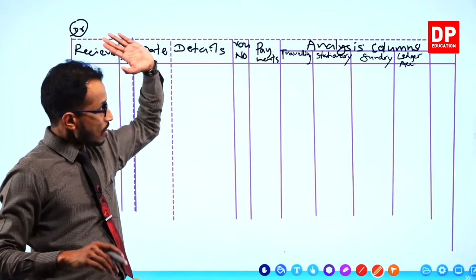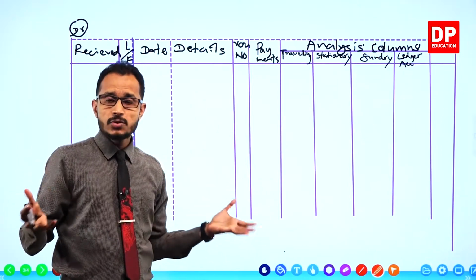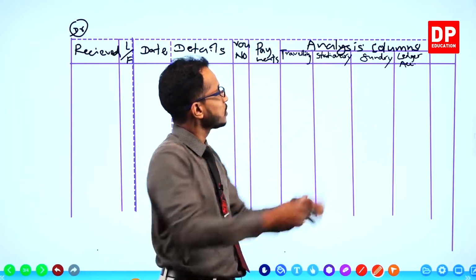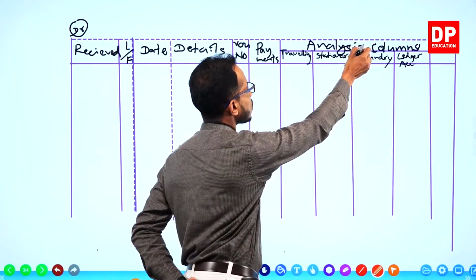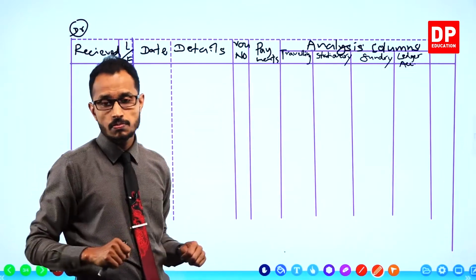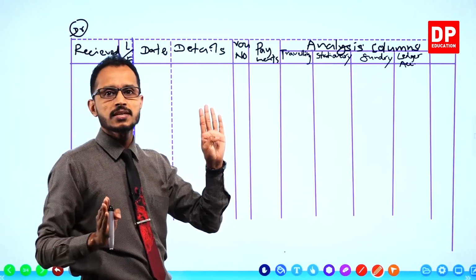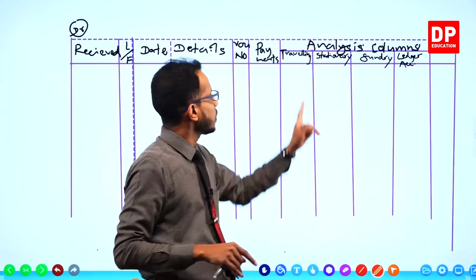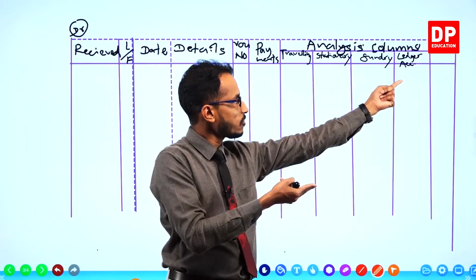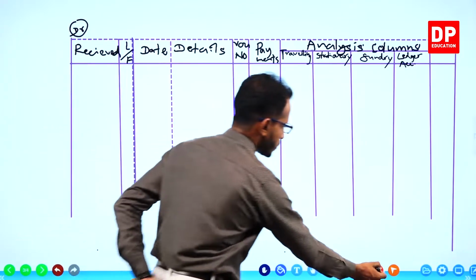You got that? Why do we have to limit our analysis columns to only 4 columns? Because the question says so. Because the question has mentioned it. We can't help it. Now we have 3 analysis columns: traveling, stationery, and sundry. The 4th one is the ledger account column. All right, let's name this, children.